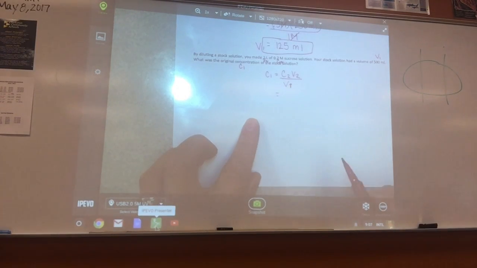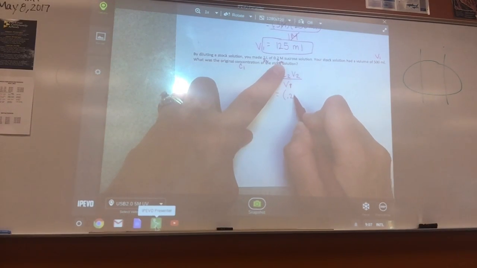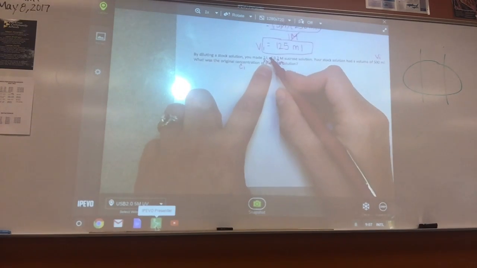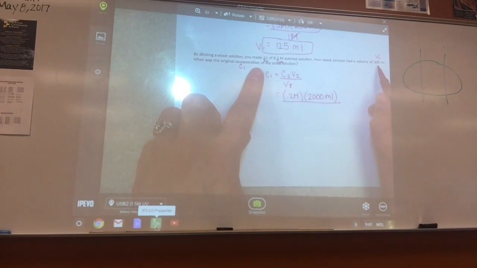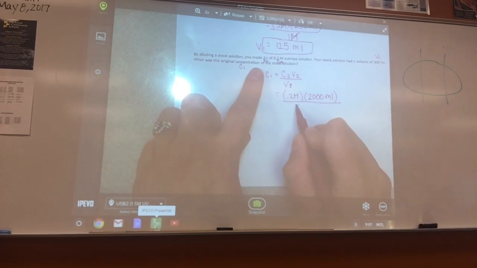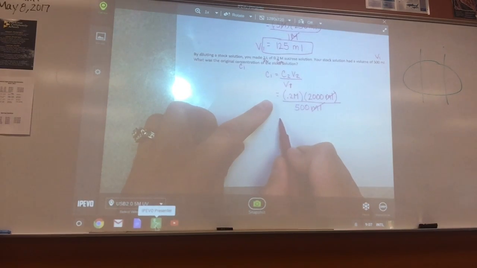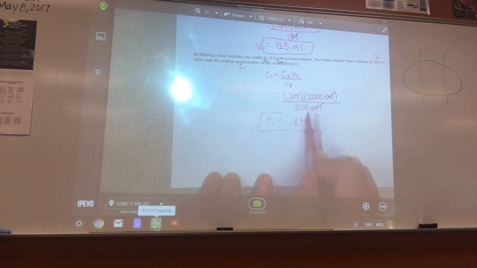So C1 is going to equal C2 V2 divided by V1, right? So you take C2, which was 0.2 molar, V2, which was 2 liters, but what would we change that to? 2,000 milliliters, if we want to use the milliliter unit, divided by V1, which is 500 milliliters. And so milliliters will cancel out, so we'll end up with molarity because we're solving for concentration, and you should get 0.8 molar. All right? And so that's how that works.